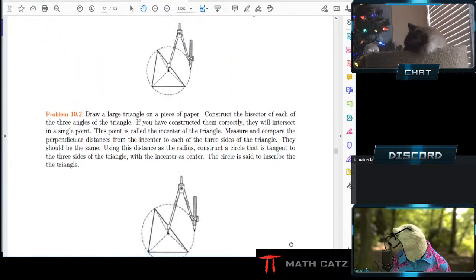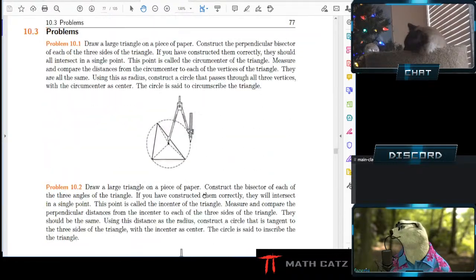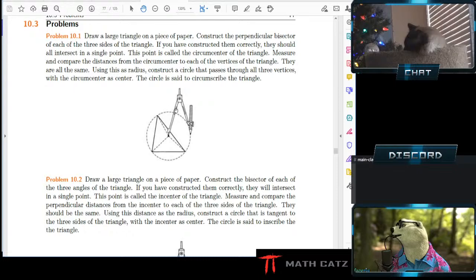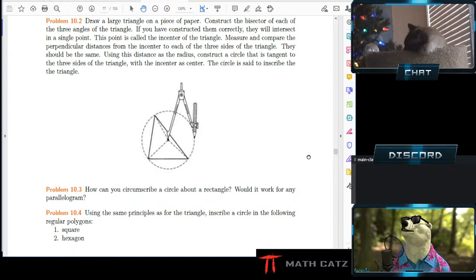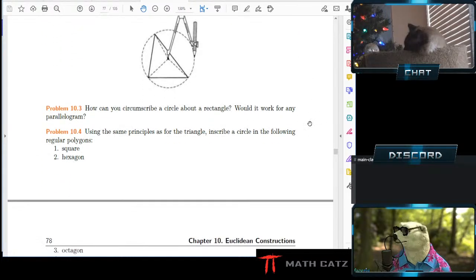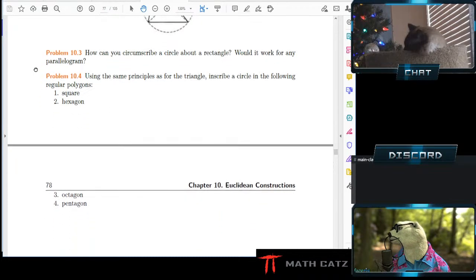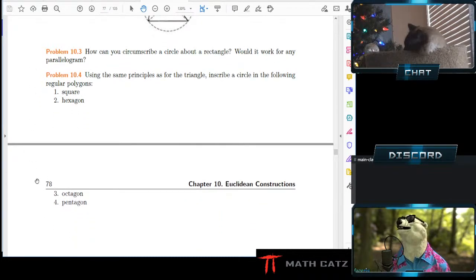That's problem 10.1. 10.2, don't pay much attention to the drawing here. Actually, this drawing is appropriate for 10.1. It was accidentally copied to 10.2. This is not the drawing, right? This is a circumscribed circle. That's not what we're doing in 10.2. So don't let that confuse you. And I'm going to leave these problems 10.3 and 4 up to you.